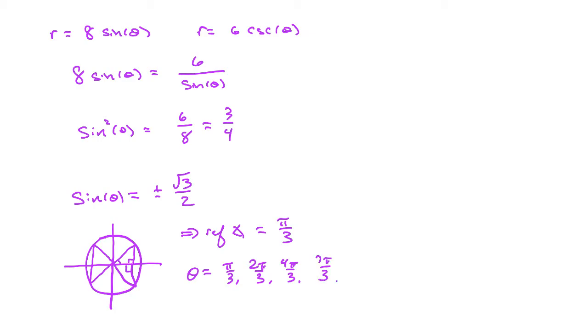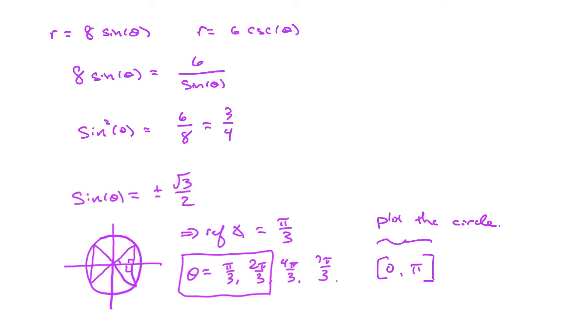But now when we go to actually plot our circle, we only need the intervals in between 0 and pi to actually plot the circle. And so what that tells us is that our two intersection points are going to be at pi over 3 and 2 pi over 3. So this is going to give us the limits for our integration.